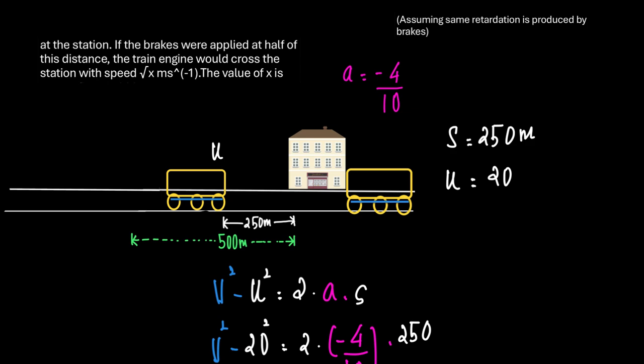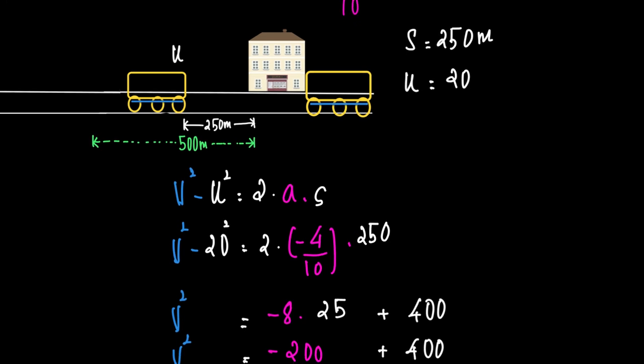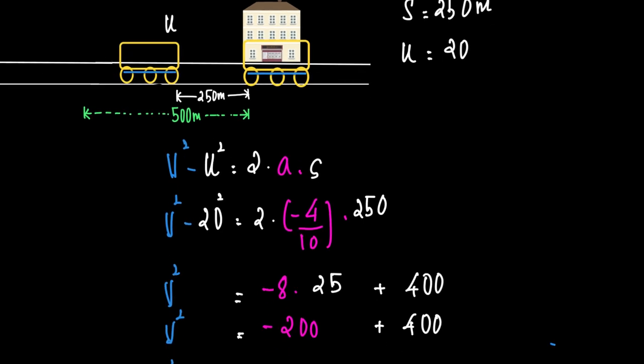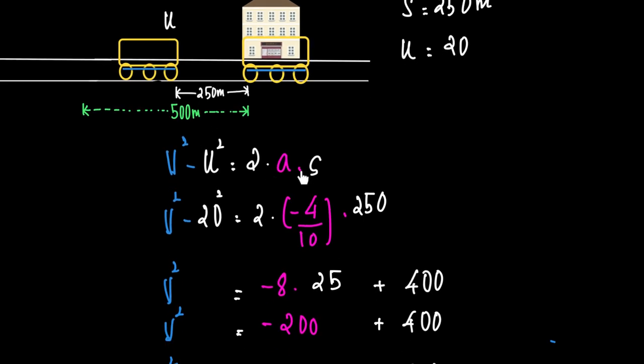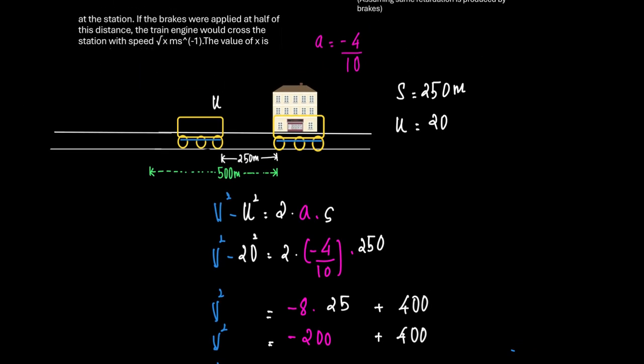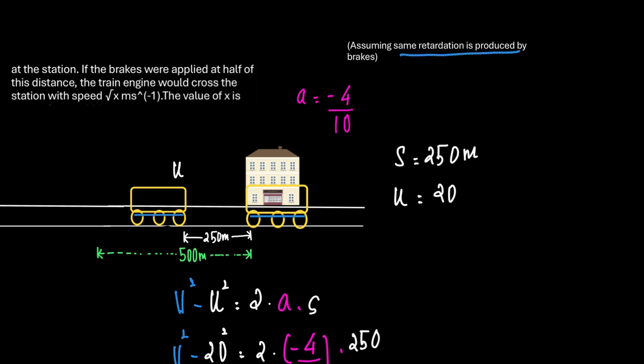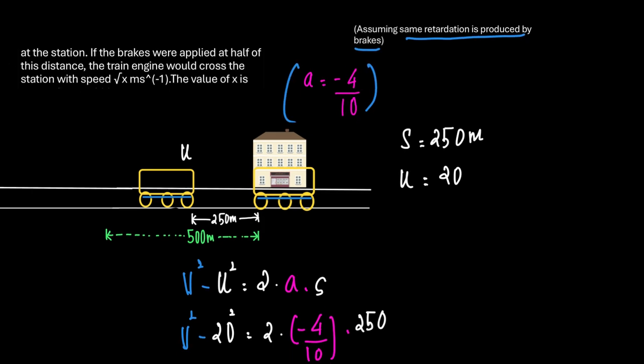Okay. Now in this case, I think it's better to keep this train over here, right? Because it has entered, it has started moving across. Okay. Now, in this case, v square minus u square is 2as. V square is not 0 because the train is not coming to rest. It is still in motion because it's crossing the station. U square is 20 square. 2 into a is minus 4 by 10. How is a the same here? Because it is given that the same retardation is produced by the brakes. So a is minus 4 by 10.